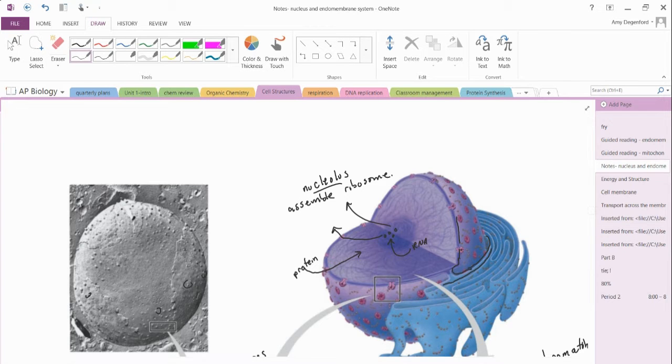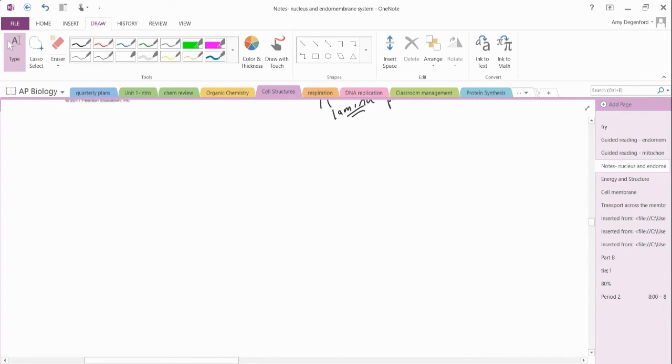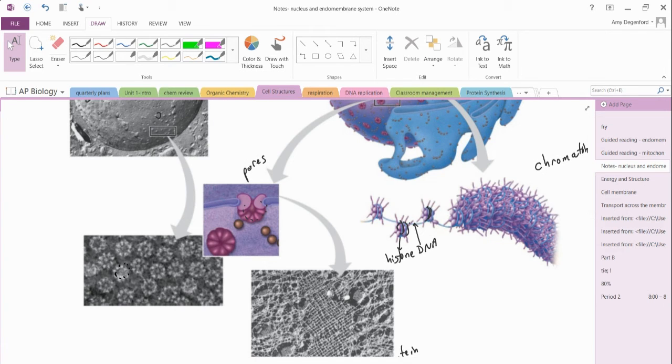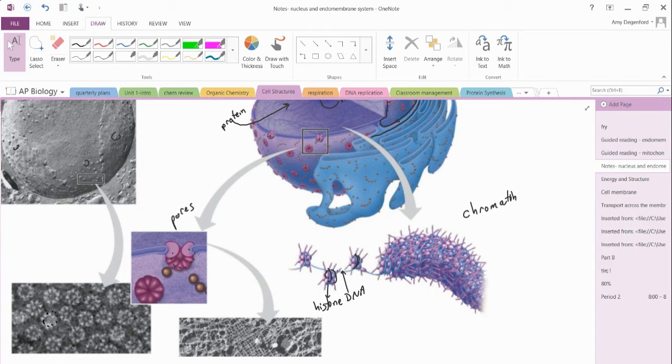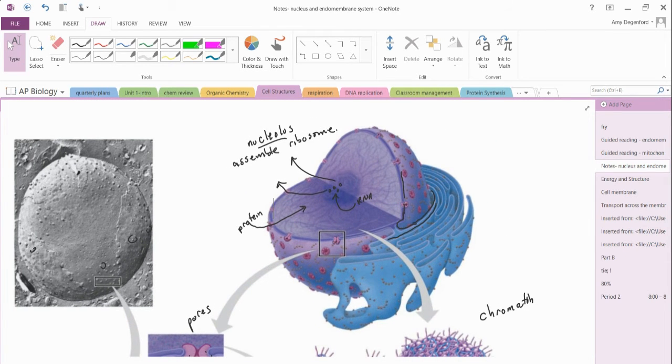Any cell that's making a lot of protein is going to need a lot of ribosomes, and therefore the nucleolus is going to be very big. So that's starting off our endomembrane system. Now, the endomembrane system is going to be this really important assembly line of organelles, and essentially what it's going to be important for is creating the whole population of proteins that the cell is going to need.